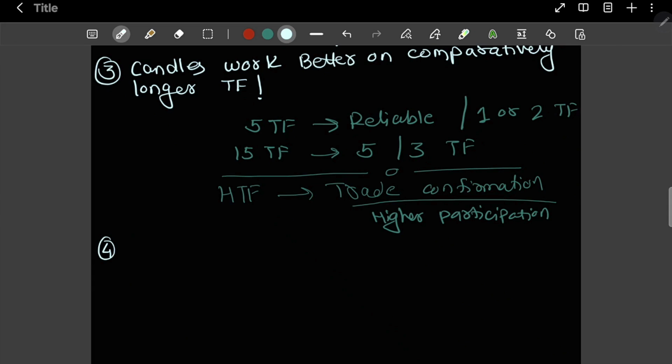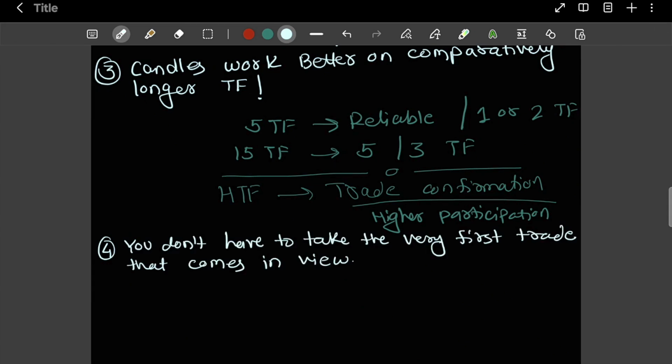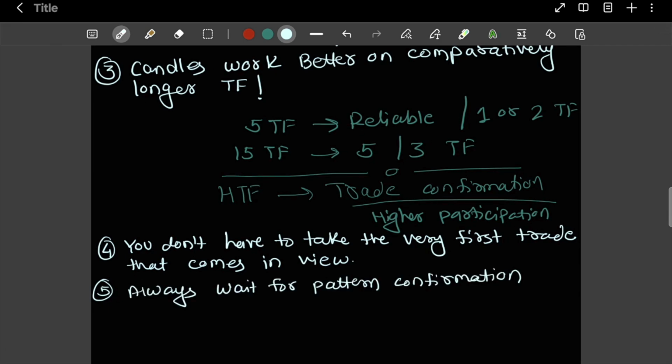So the fourth point, the author is saying you don't have to take any trade you see first. Use a proper strategy, proper confirmations, and only then enter the trade. The fifth point is to always wait for the pattern confirmation. As you know, most chart patterns require confirmation before they work out on the chart. So wait for that confirmation. Do not hurriedly enter the trade before the breakout or breakdown of the pattern, because a few patterns might require a breakout, a breakdown, or an additional candle to form. So wait for that and only then enter the trade.